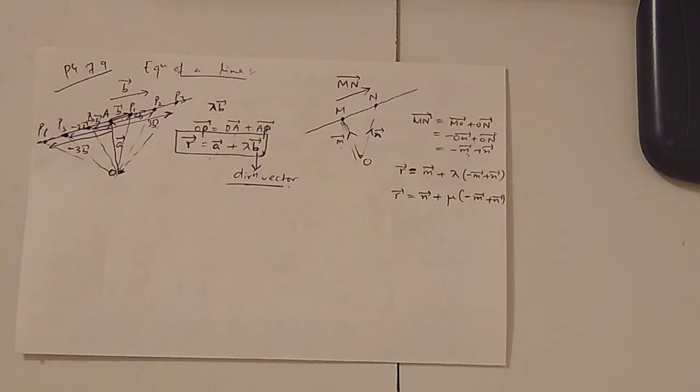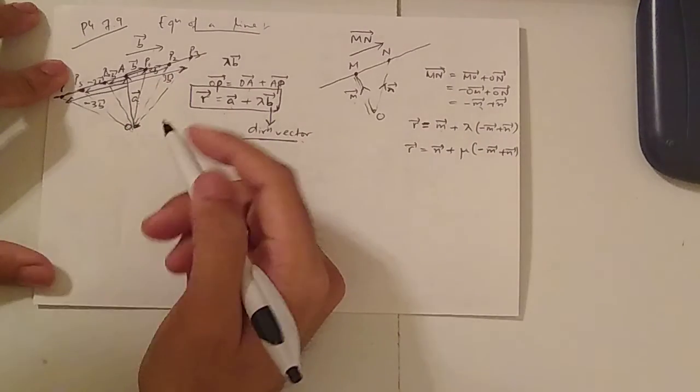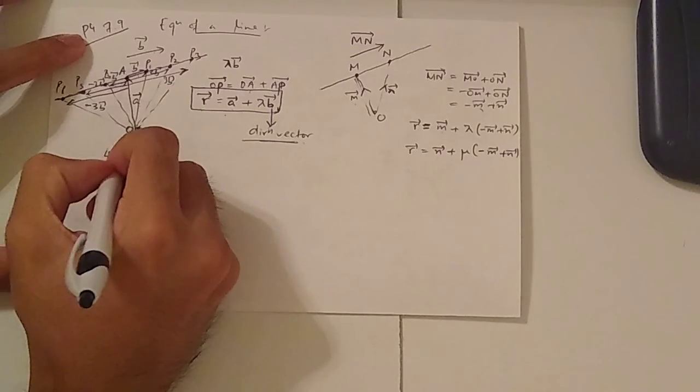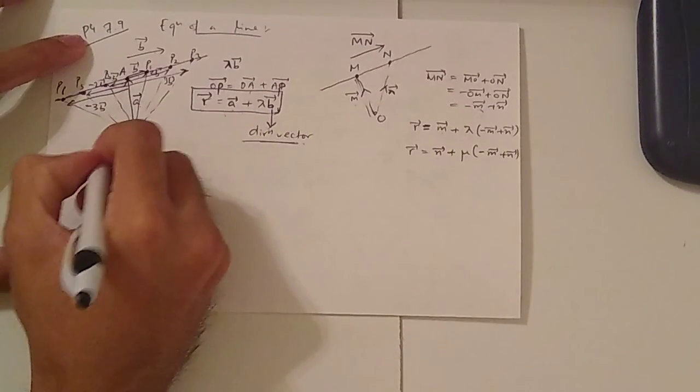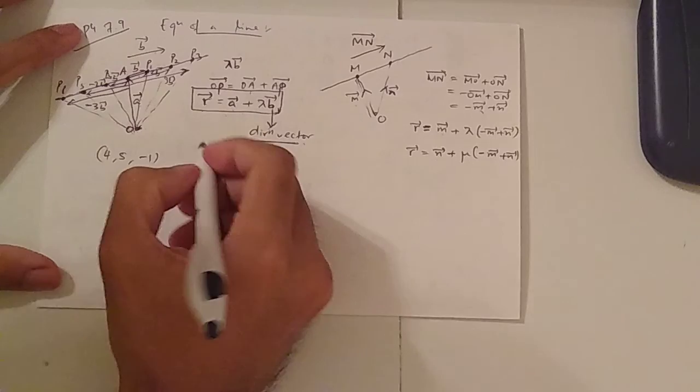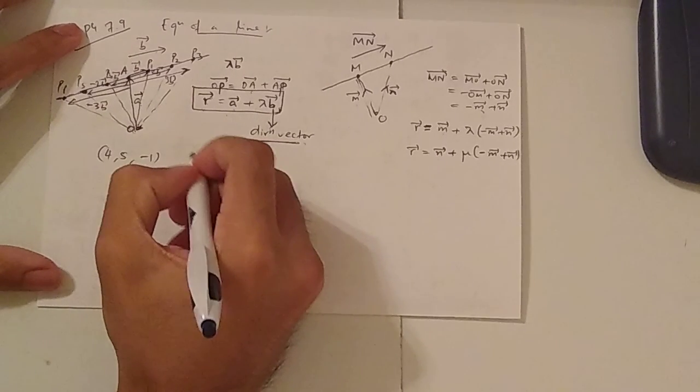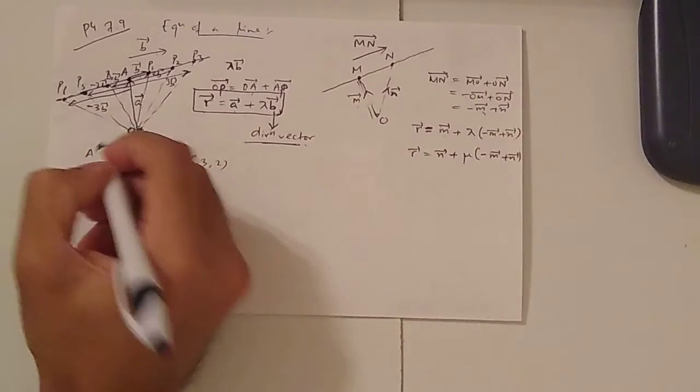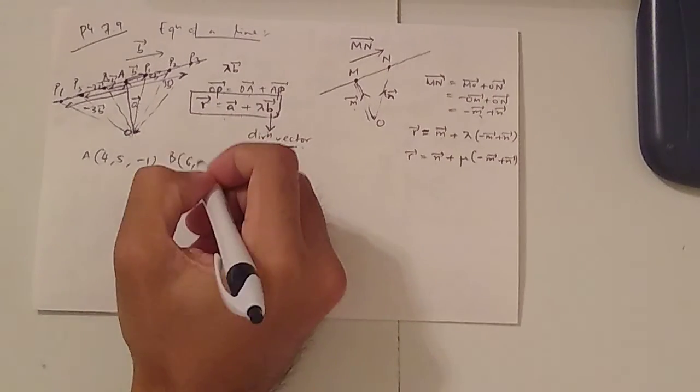Now let's consider an example. Example 32 on page 127. In this particular example, they have given us 4, 5, minus 1 as the first point, and the other point that they have is 6, 3, 2. They're asking us to find a vector equation of this line, where A has these coordinates and B has these coordinates.